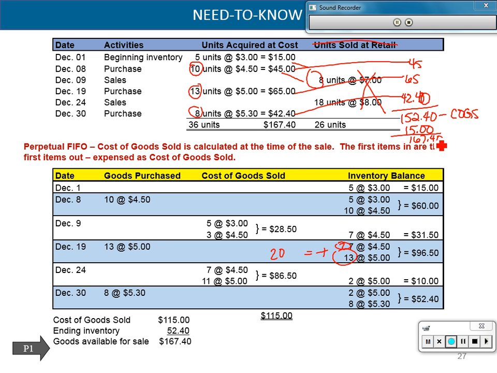Okay. But I look at it as beginning cost of goods minus ending inventory to equal ending cost of goods sold. Okay. And then the goods available for sale is your cost of goods sold amount plus the ending inventory.